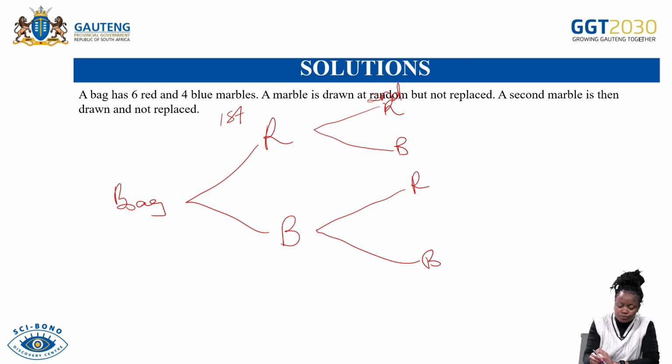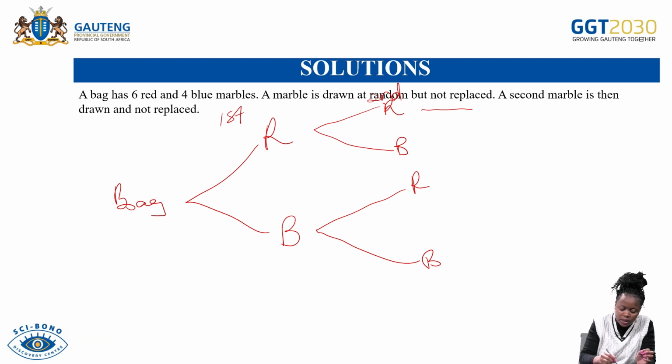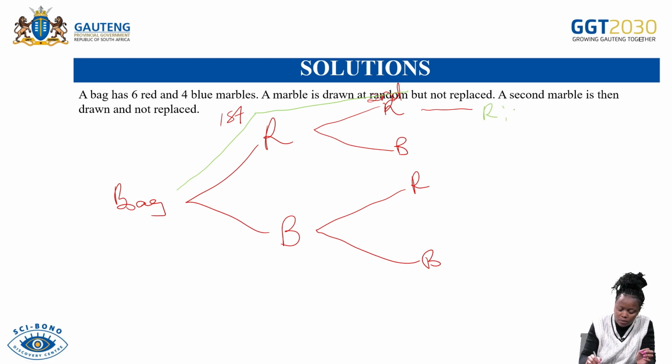Okay, so our possible outcomes, this is how you read it. You'll read it from here and then you go like that, right? So it means you can either have a red and a red. You can get a red and a blue, and you can get a blue and a red marble, or you can get a blue and a blue marble. Let me change this color.